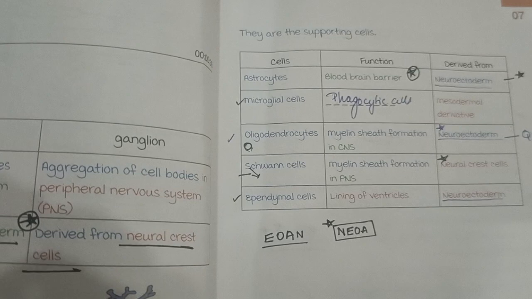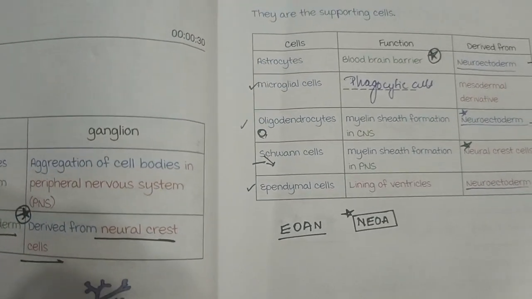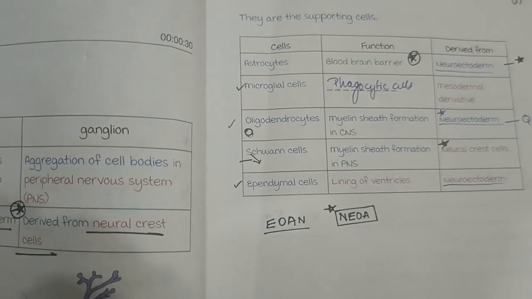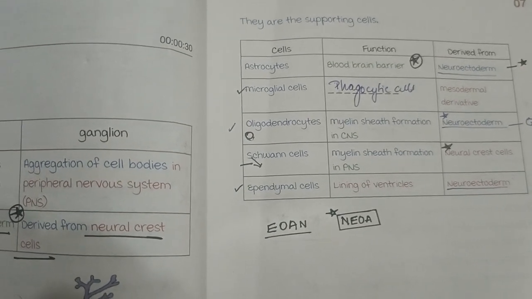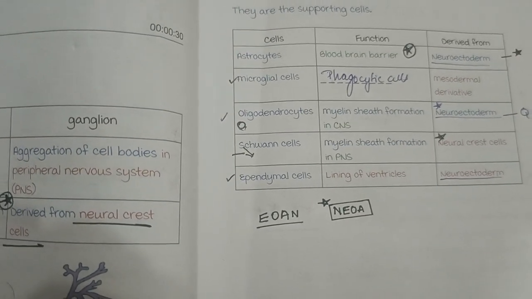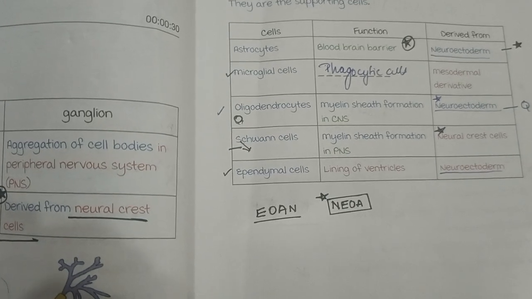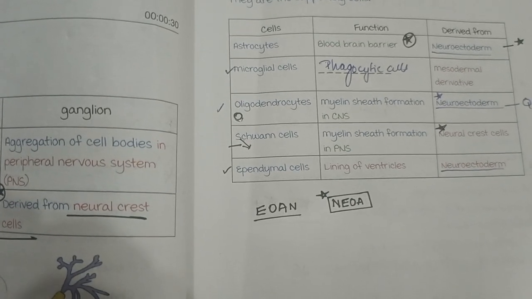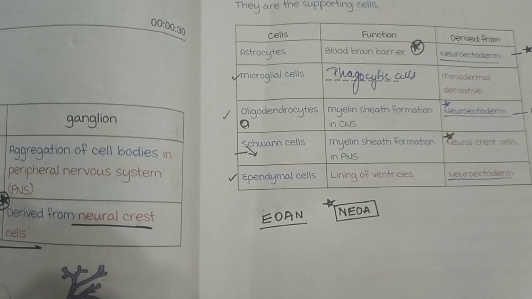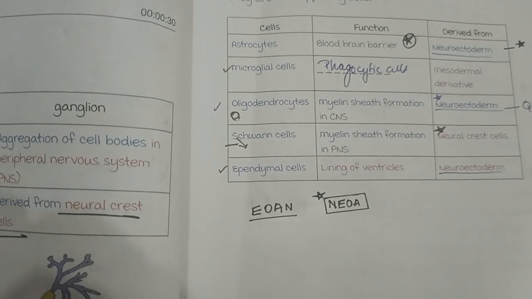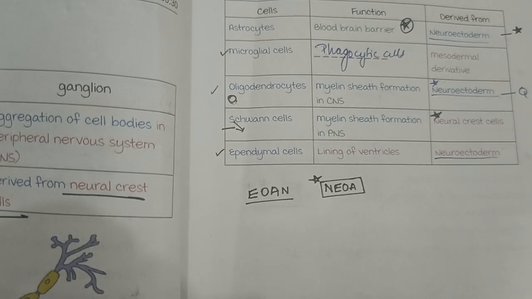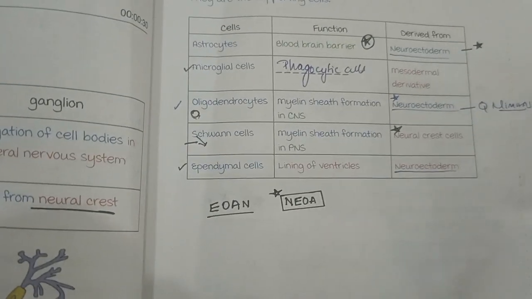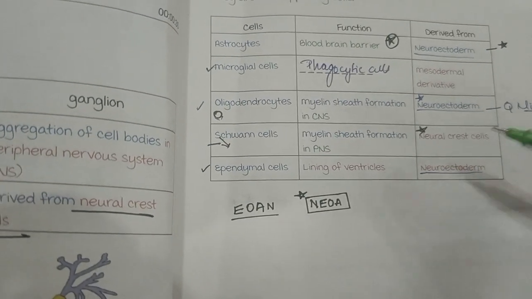The next important cell is the microglial cell. I hope you know the meaning of glial cells. The function of microglial cells is that they are phagocytic cells. Next you have oligodendrocytes. The function of oligodendrocytes is myelin sheath formation in the central nervous system. What is the Schwann cell? The function of the Schwann cell is myelin sheath formation in the peripheral nervous system, which I have already discussed.